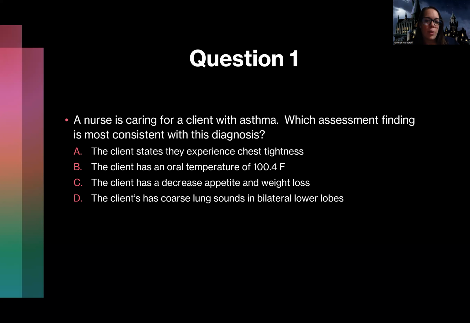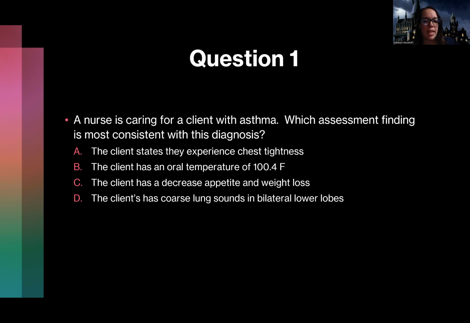For example, assessment finding consistent with this diagnosis for B, oral temperature of 100.4. Well, that might be someone with an infection like tuberculosis or pneumonia, or influenza. So I can sit here, even though I know it's not the correct answer for this question, and use the other knowledge I have to study for the other topics.